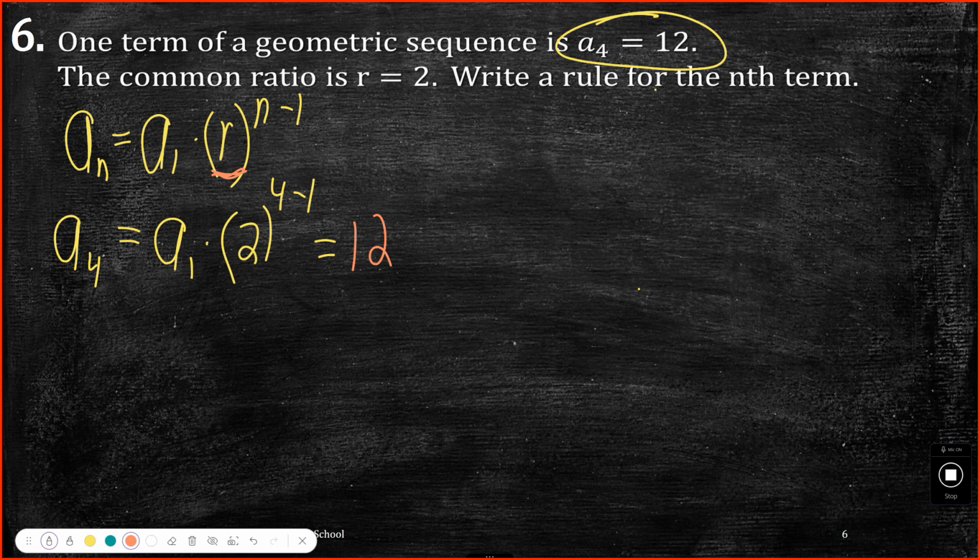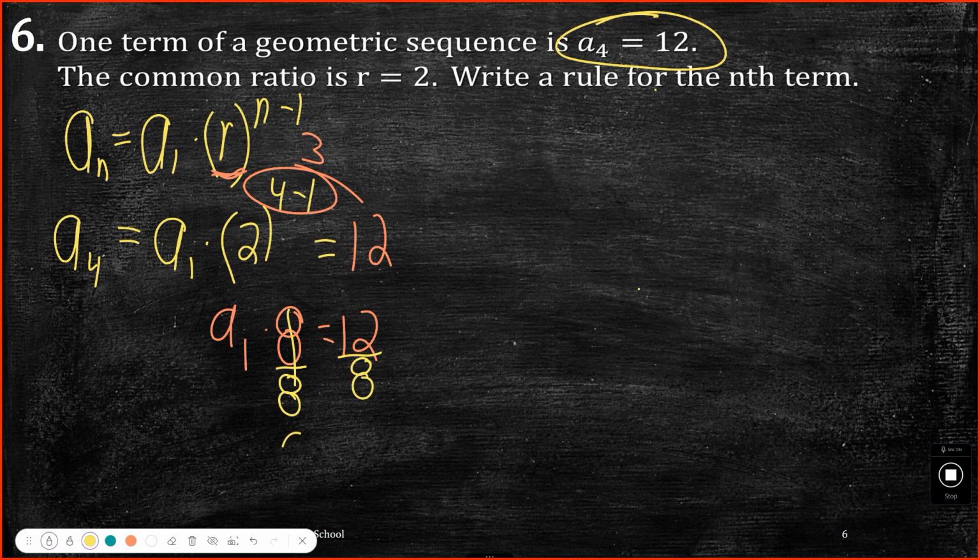What is 4 minus 1 here? And what is 2 to the third power? 8. 8 times A sub 1 is equal to 12. How do I get the A sub 1 by itself? Divide by 8 on both sides here. And now we got A sub 1 is, what is 12 divided by 8?